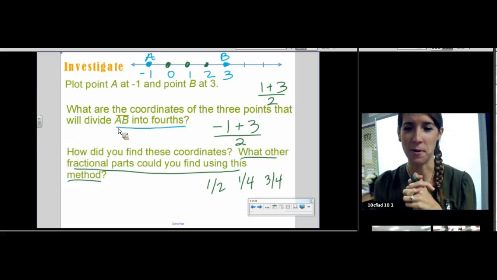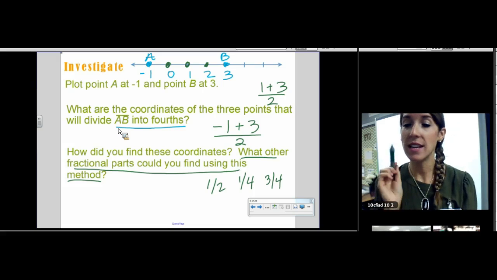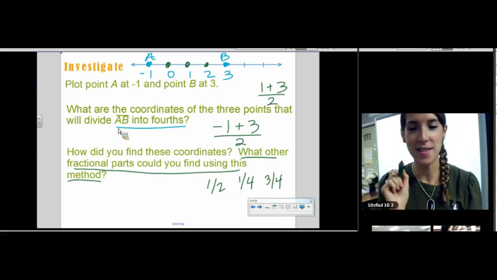We're not in Kansas anymore, right? We're not just finding midpoint anymore. We're finding more. Okay, now 2/3. No. 2/3 and 1/5, no.